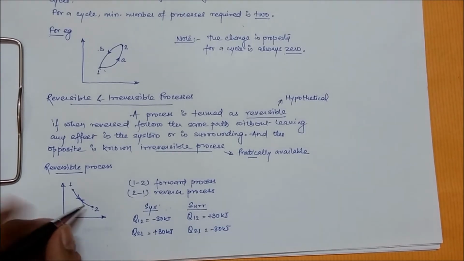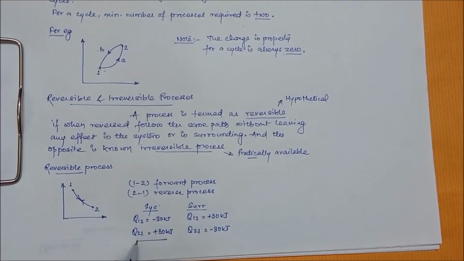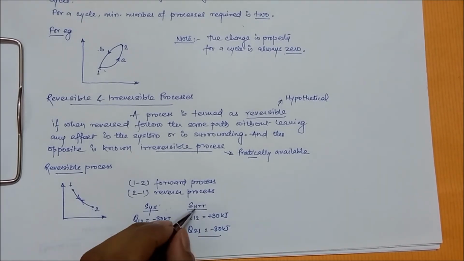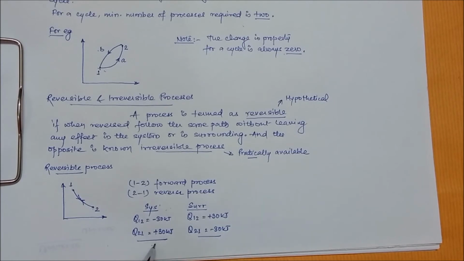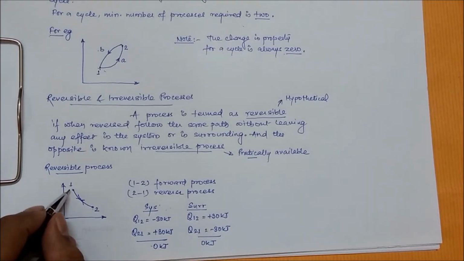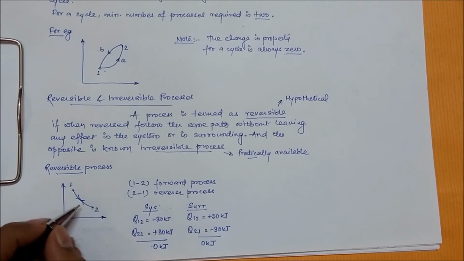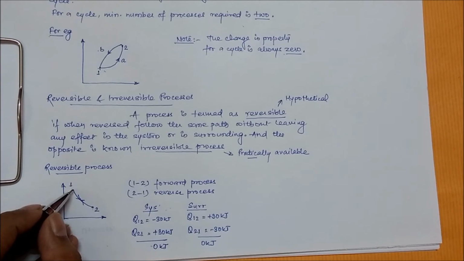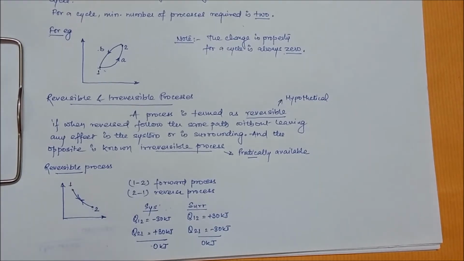Now as it has reached its initial position again, we calculate the net heat of system and surrounding. We see that it is 0 kJ in the system and 0 kJ in the surrounding when it reaches state 1. That means when it is reversed and follows the same path, it doesn't leave any effect on the system or surrounding. The net effect is 0. That means it is a reversible process, right?